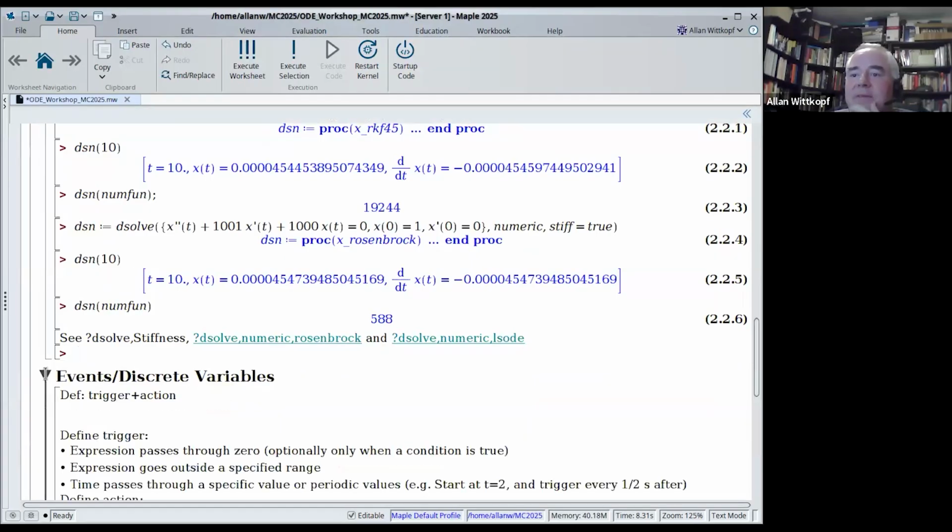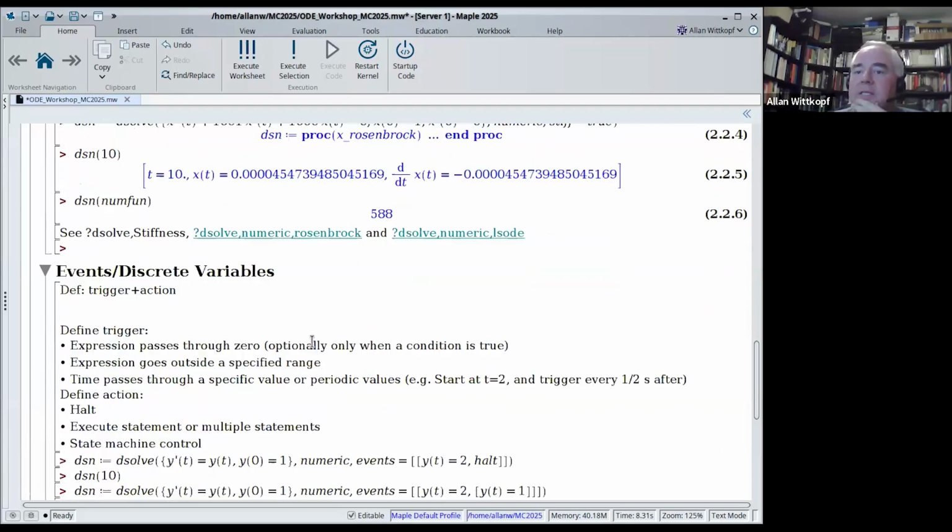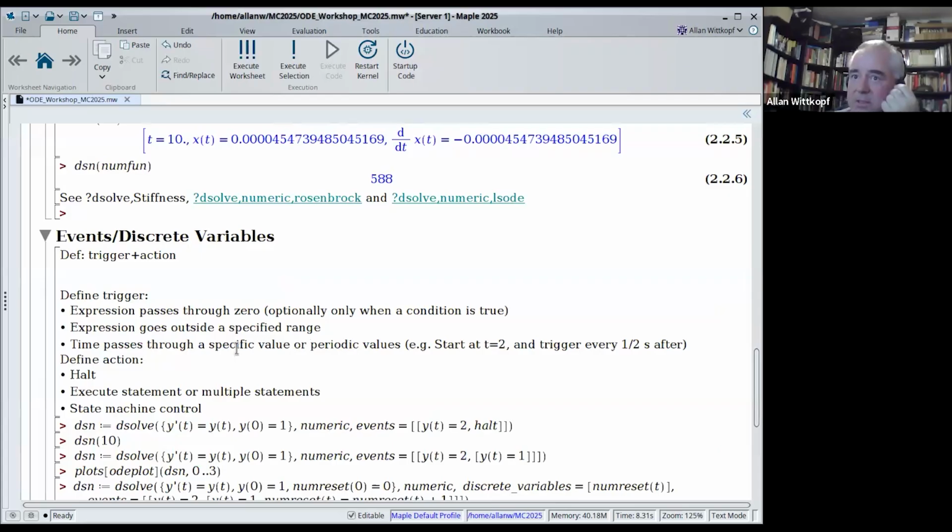Events. Events take a bit of description. There are two parts to an event. There's the trigger, which is basically asking the question, when should the event occur? And then there's the action. What should we do when the event does occur? So standard triggers: expression passes through 0, and expression passes through 0 when a condition is true. And this is great if you want to only fire an event under some circumstances.